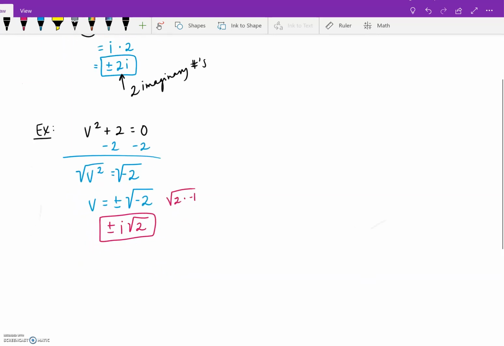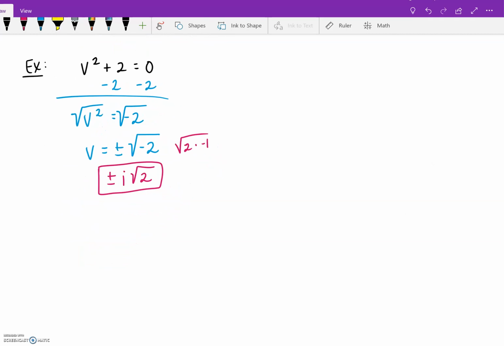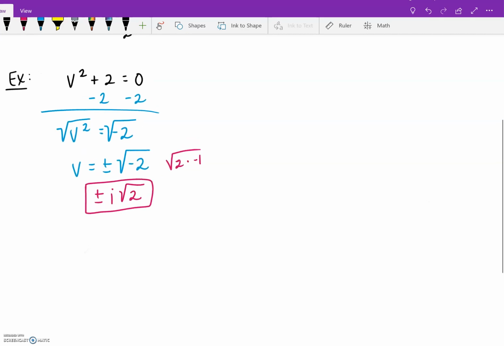But in this case, it's a 2. That is in simplest form. So we are done with that one. So let's look at another example over here.